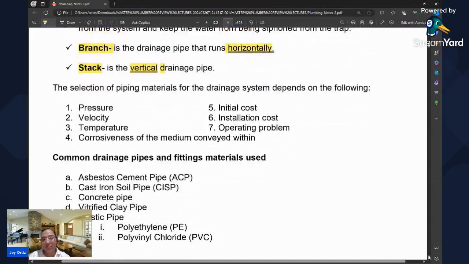So, the selection of piping materials for the drainage system depends on the following: pressure, velocity, temperature, corrosiveness of the medium conveyed within, initial cost, installation cost, and operating problem. In selecting piping materials, we need to make sure ano yung pressure, velocity, temperature, corrosiveness of the medium conveyed within, and initial cost. Then installation cost and operating problem.